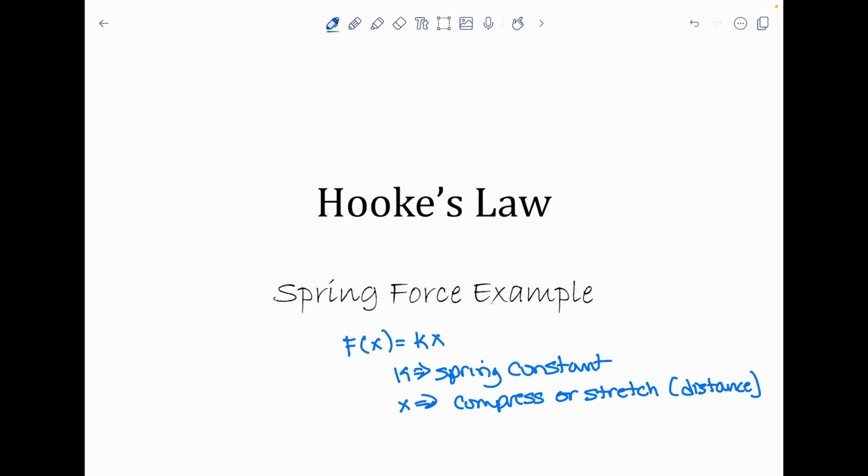When we compress a spring, keep in mind, we're going to call that a negative distance. And when we stretch a spring, we're going to consider that positive.